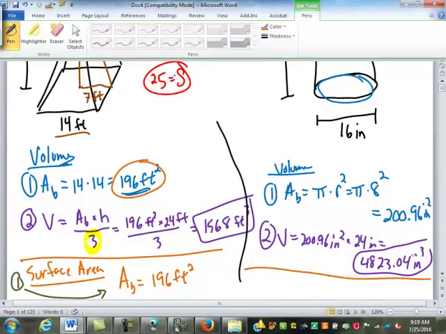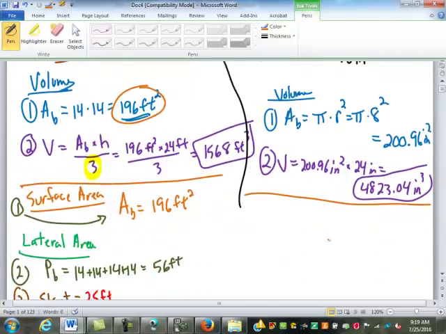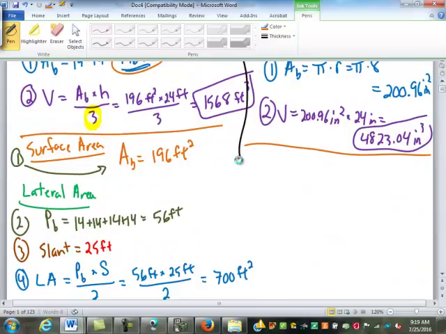How many of you had that right? Okay, so volumes we seem to be doing okay on. It's the surface areas that are a little more difficult. Now for this one, the surface area is going to be easier because it is just a regular solid, a prism. It has a base that sits atop of it that's the same as the bottom.